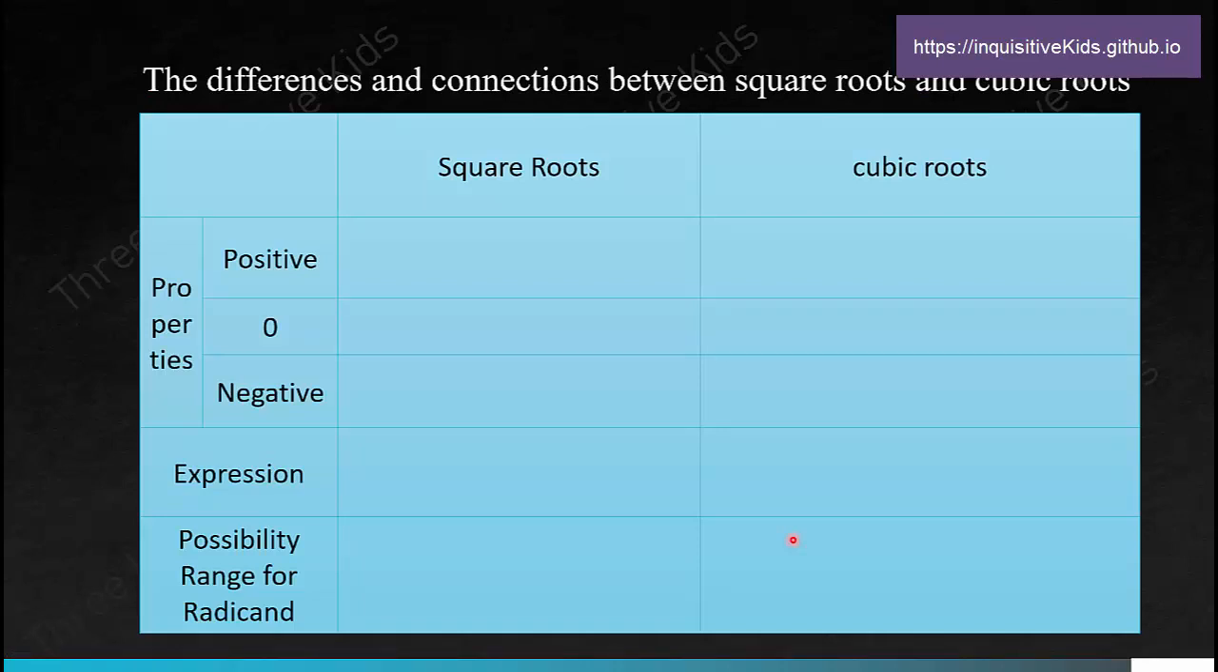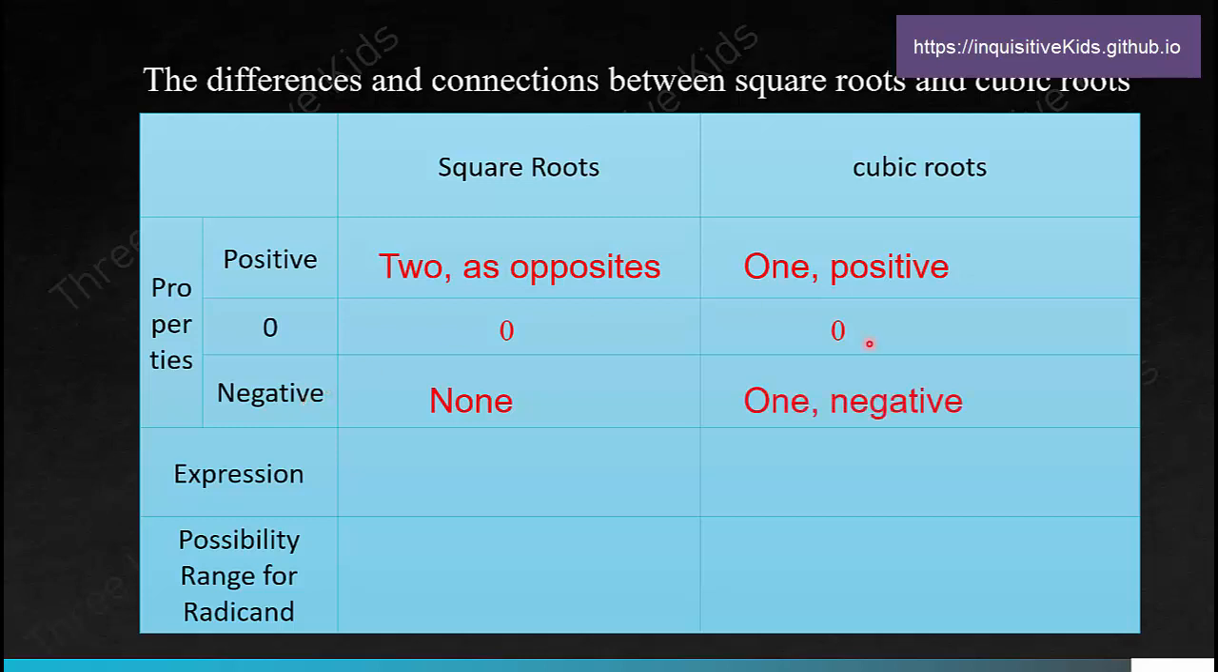Now we're going to look at some of the differences and connections between square roots and cubic roots. Looking at properties, positive numbers have two square roots, each opposites of each other. And a positive number only has one cubic root, and it's positive. If it's 0, both of these are just 0. 0 is very special, it has its own category. It's neither positive nor negative. Negative numbers have no square roots, but they have one negative cubic root. This table concludes a lot of the information we've learned so far in this lesson, so I hope you can be paying attention.